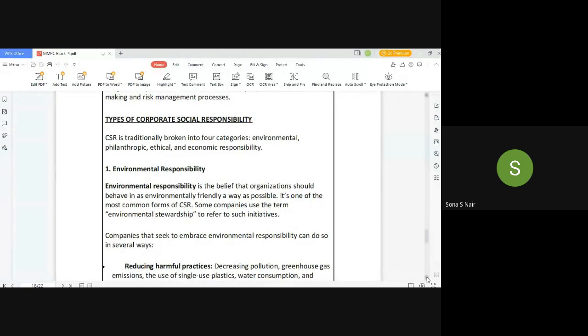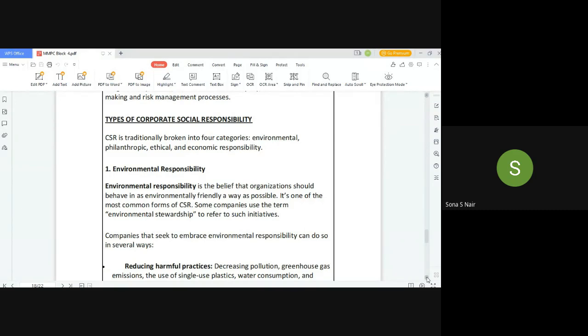Types of corporate social responsibility basically are of four categories. So, it could be environmental responsibility, philanthropic responsibility, ethical responsibility, or economic responsibility. Okay? The environment is in the focus nowadays. So environmental responsibility, you must be quite aware of. It is the most common form of CSR activities.